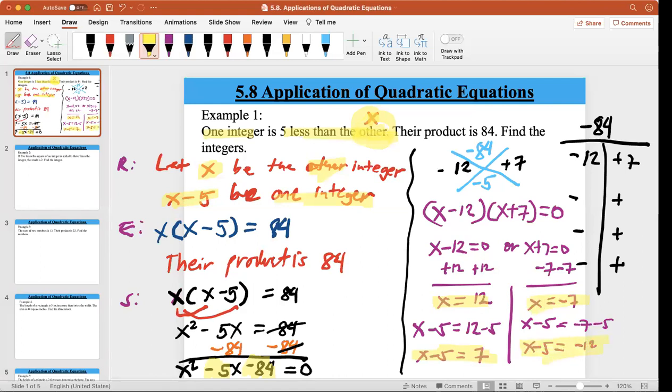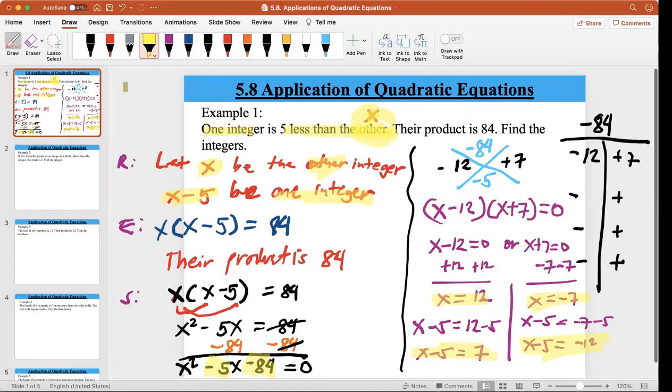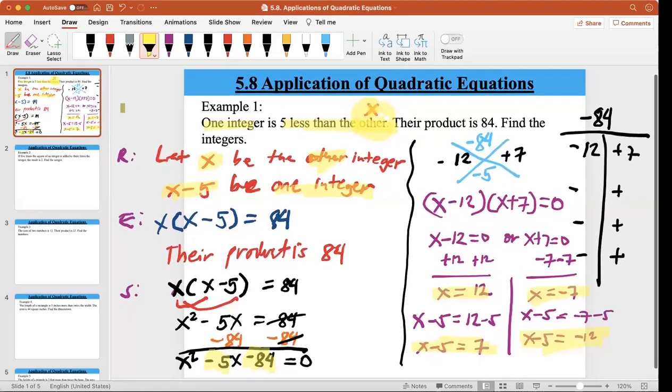We can consider these pairs because both pairs are integers. There's no other condition. We are only asked to find the integers. It did not ask for a positive integer or a negative integer. So we can have both pairs. Therefore, what is our answer in this problem? There are two answers in this problem.